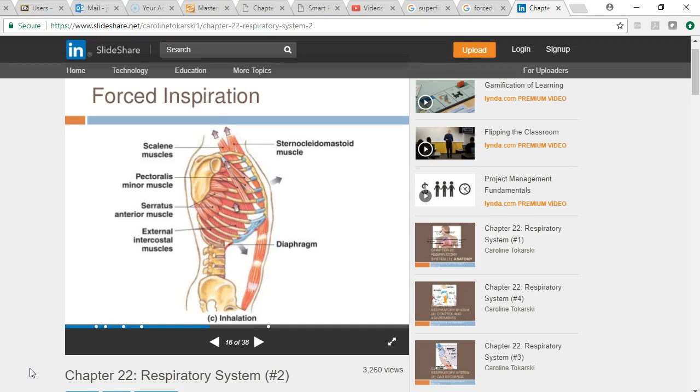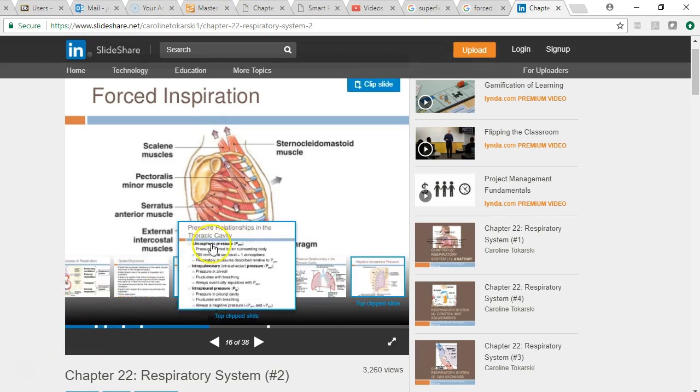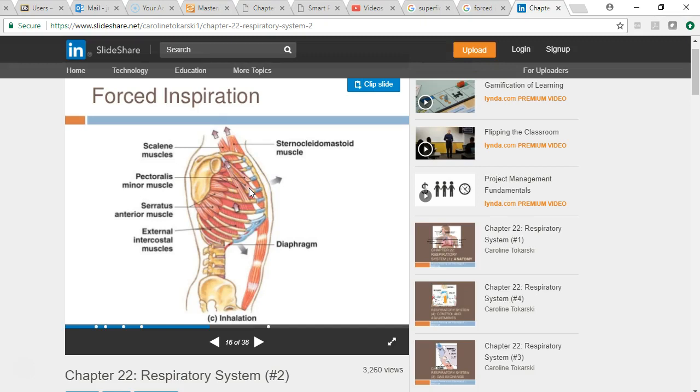So here you'd be using the pectoralis minor muscles, a little bit of the serratus anterior muscle. Both of those are going to pull up on the ribs even more so. And the scalene muscle group, there are three separate areas of that, and the sternocleidomastoid muscle, a big ropey muscle in the neck. And those especially are used to pull up on the clavicle, the first rib, and the sternum.